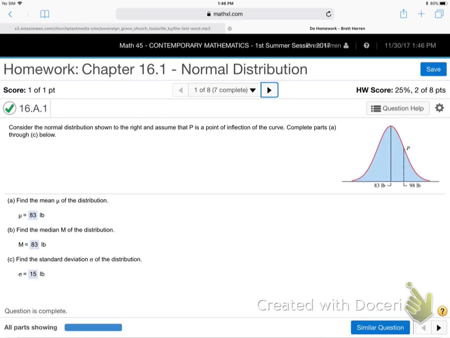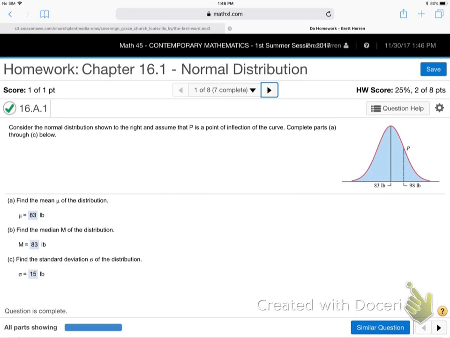16.1, normal distribution. Consider the normal distribution shown to the right and assume that P is a point of inflection on the curve. Complete parts A through C below. Find the mean of the distribution. Okay, so let's go through some terminology. I'll explain what that bell curve is as we go.